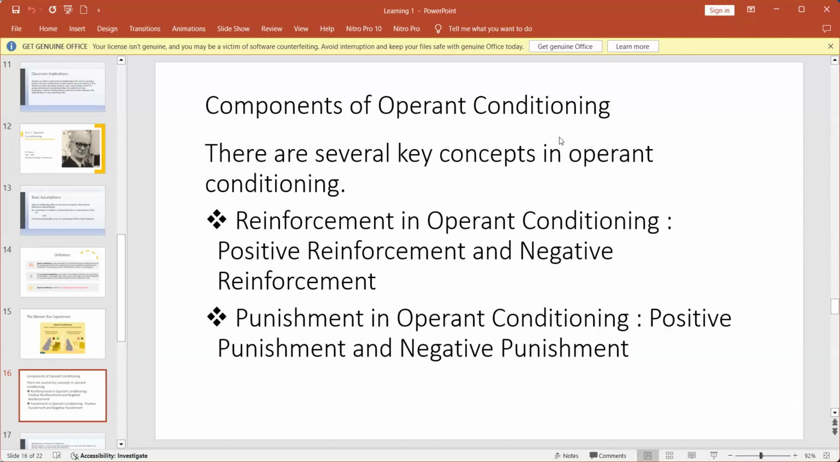So if learning happens through rewards and punishment, they should be effectively utilized. For the effective use of rewards and punishment, operant conditioning proposes two components to be discussed. First one, types of rewards and punishment. Second one, schedules of reinforcement. So we will first discuss types of rewards and punishment, and then we will discuss schedules of reinforcement. Is it clear so far?